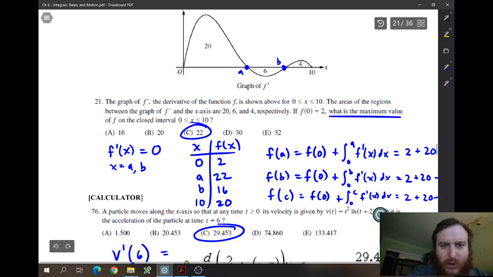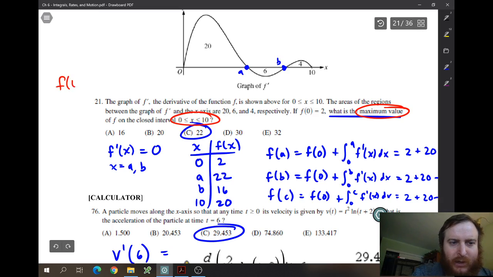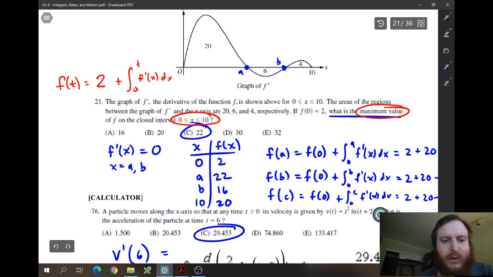Okay, next up we have a graph, and we have 3 areas, 20, 6, and 4. And we're asked for the absolute maximum. It doesn't say absolute maximum, but I know it's absolute maximum because whenever they say the maximum and give me an interval, that's absolute maximum. They gave us f of 0 was 2, and we need to know this formula: any f of t will be f of 0 plus the integral from 0 to t of f prime of x dx. Instead of f of 0, we can replace it with 2. So that's the formula we're going to be using.